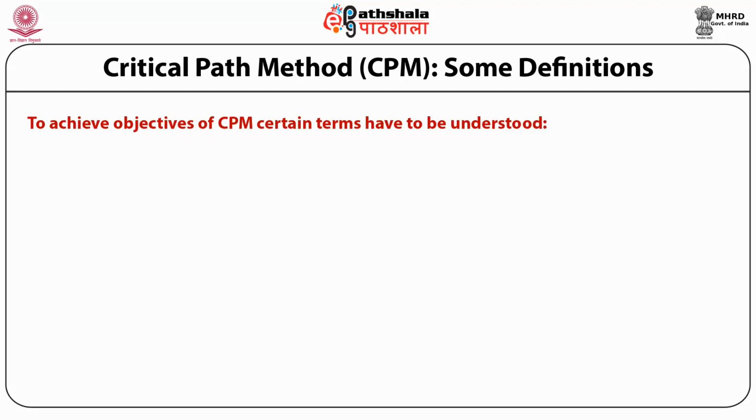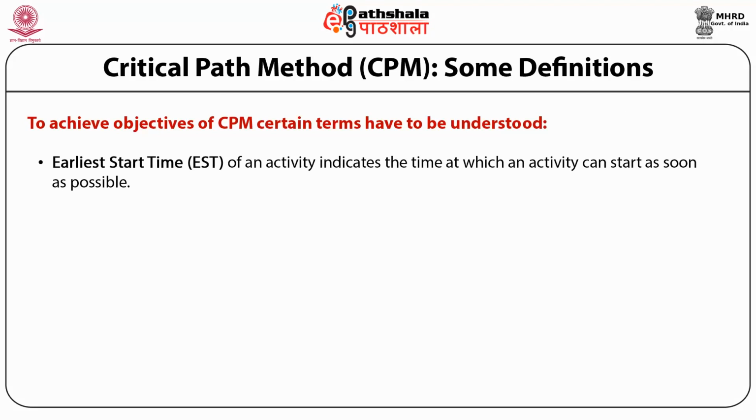The purpose of the CPM technique is, first, to find the scheduled project completion time. Second, to schedule start and finish times for each activity. Next, identification of the most important or critical activities which should be completed within scheduled time and without delaying the project. Finally, identification of non-critical activities which can be delayed by a specific time without delaying the completion of the project from its scheduled time. To achieve the objective of CPM, certain terms have to be understood.